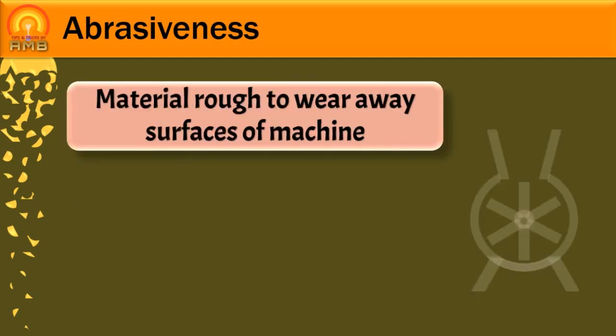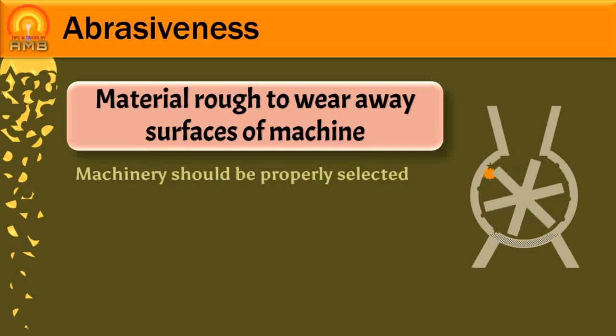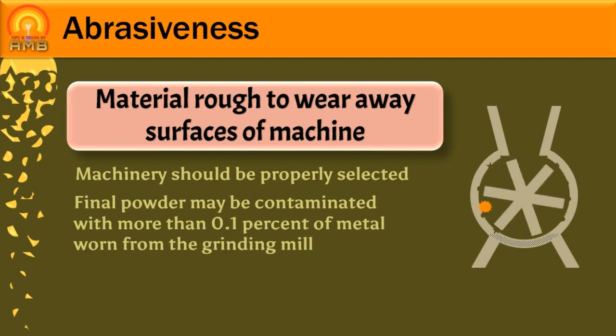Some substances are tough enough to wear away the surfaces of the machine. It is called as abrasive property. For size reduction of such material, machinery should be properly selected. During the grinding of some very abrasive substances, the final powder may be contaminated with more than 0.1% of metal worn from the grinding mill.